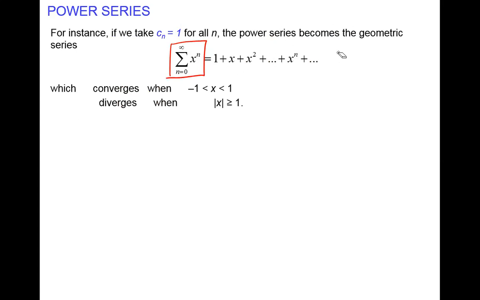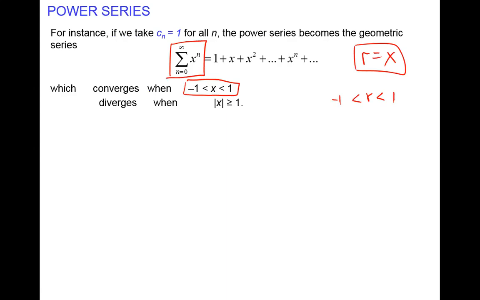We can realize that this looks like a geometric series because we do have a common ratio between each term. x divided by 1 is x, x squared divided by x is x. That means the common ratio is x. We remember that the geometric series was convergent if the common ratio was between -1 and 1. Now I can replace the common ratio r with x. That means this power series converges only if x is between -1 and 1.